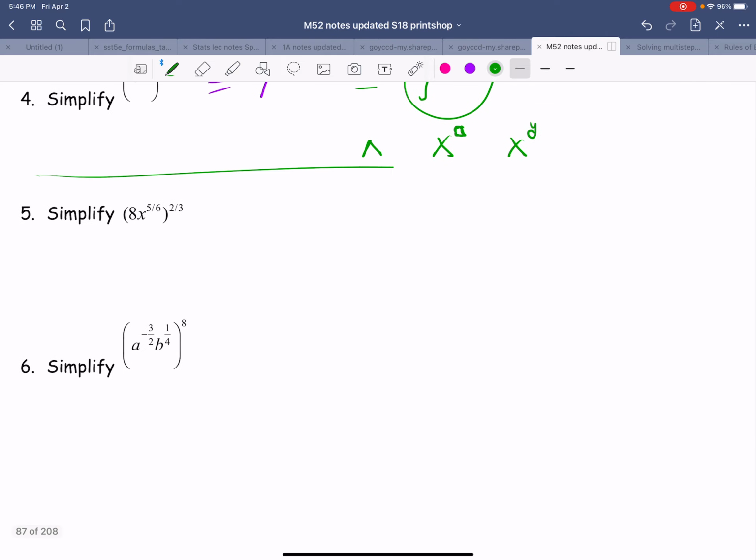Here's number 5. We have two bases inside and an exponent outside. The outside exponent is going to multiply with the inner exponents. So 8, 1 times 2/3. 8 had the exponent 1.